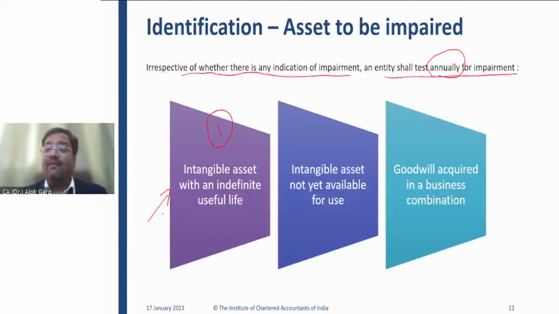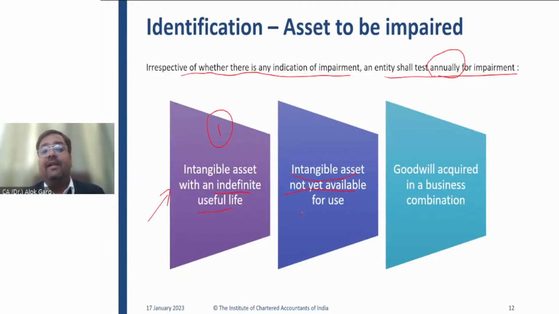So if the life is indefinite, will you be able to amortize that asset? Of course, answer is no. How will you amortize that asset? You will not be able to amortize the asset because there is no denominator, there is no life. In that case, you remember Ind AS 38 says that for an intangible asset which has an indefinite useful life, you have to check for impairment on an annual basis. So you have to do the impairment testing on an annual basis, at least once in every year.